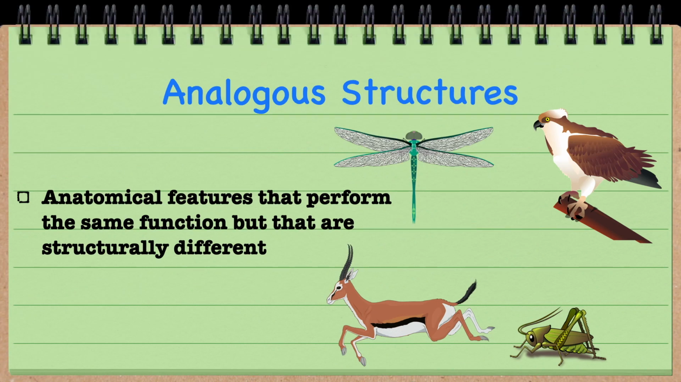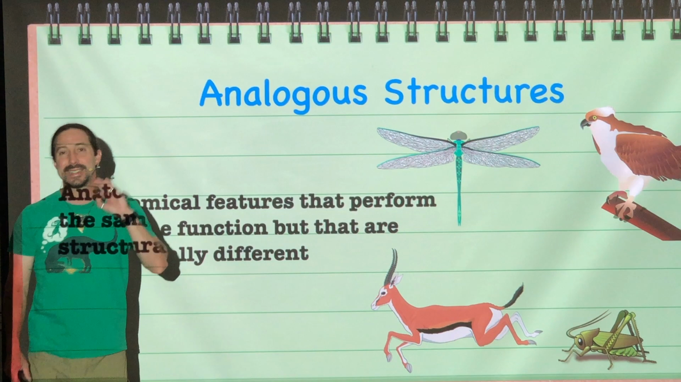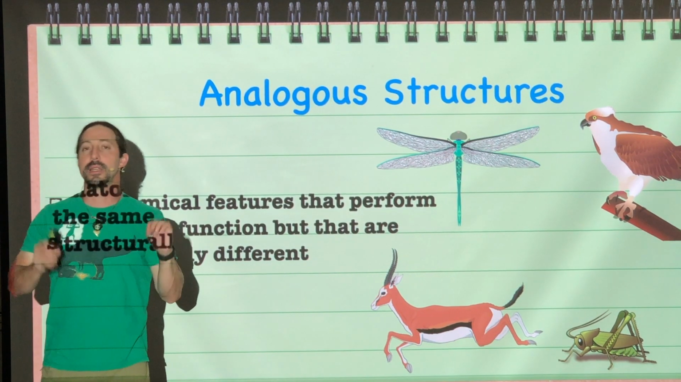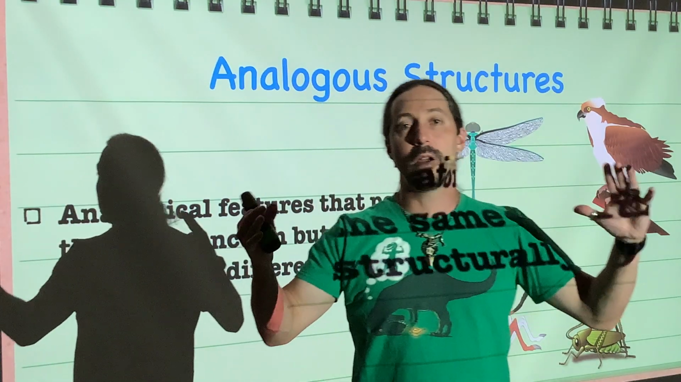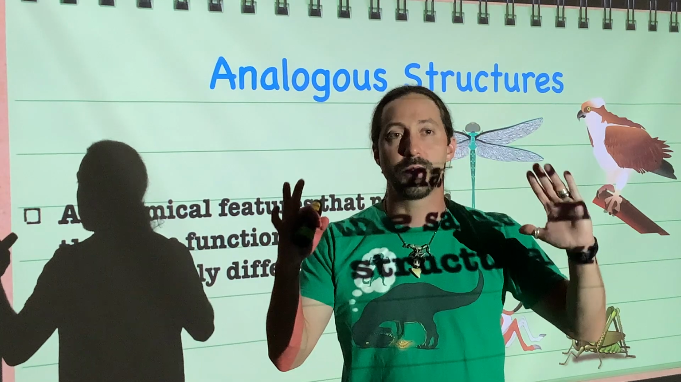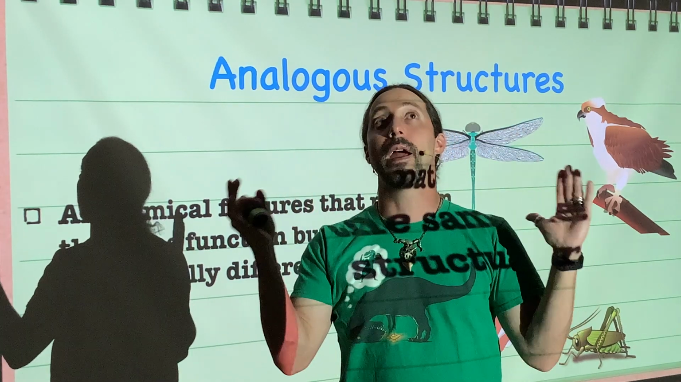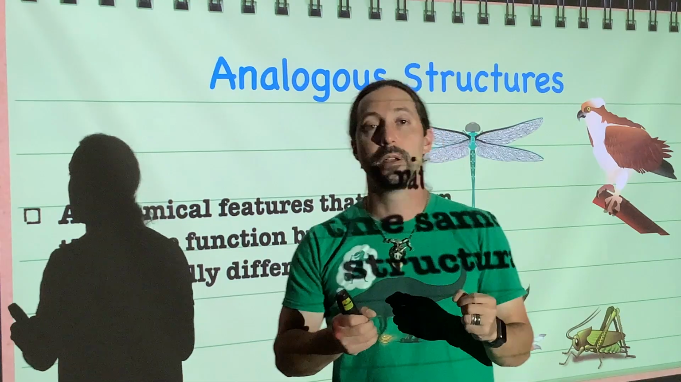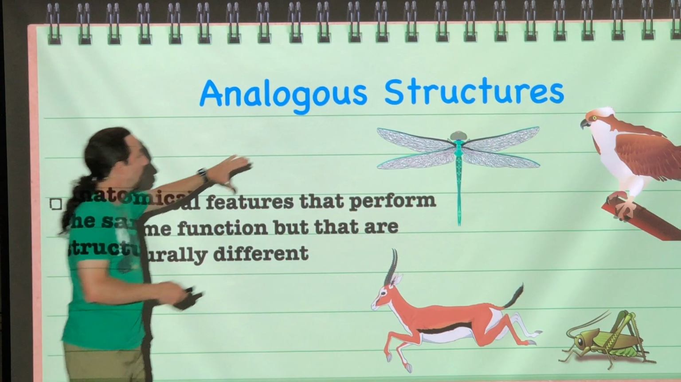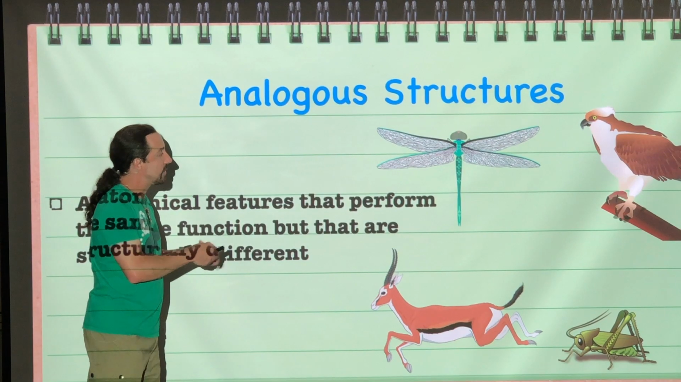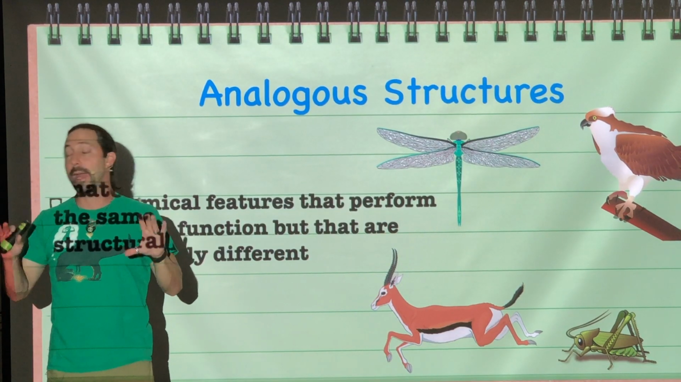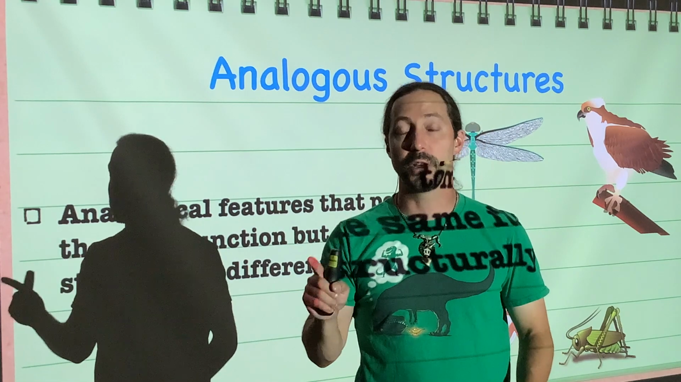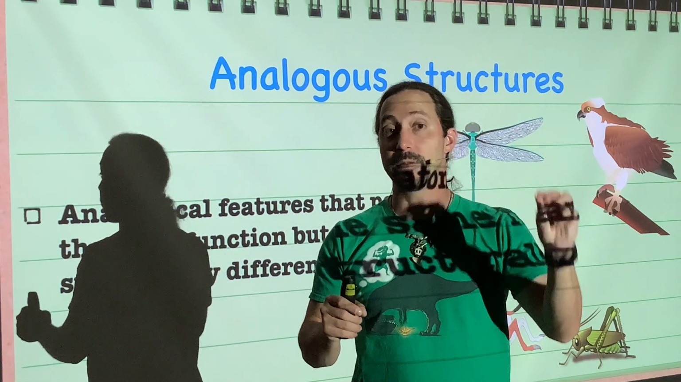Analogous structures, those are features that perform the same function, but they have a completely different structure. This could be for organisms that are going to occupy a similar niche, but through a very different evolutionary pathway. A great example of this would be wings of a bird and wings of a dragonfly. Completely different in the way that they are structured. They are put together in a very different way, but they both serve the exact same function, which is to allow that organism to take flight.